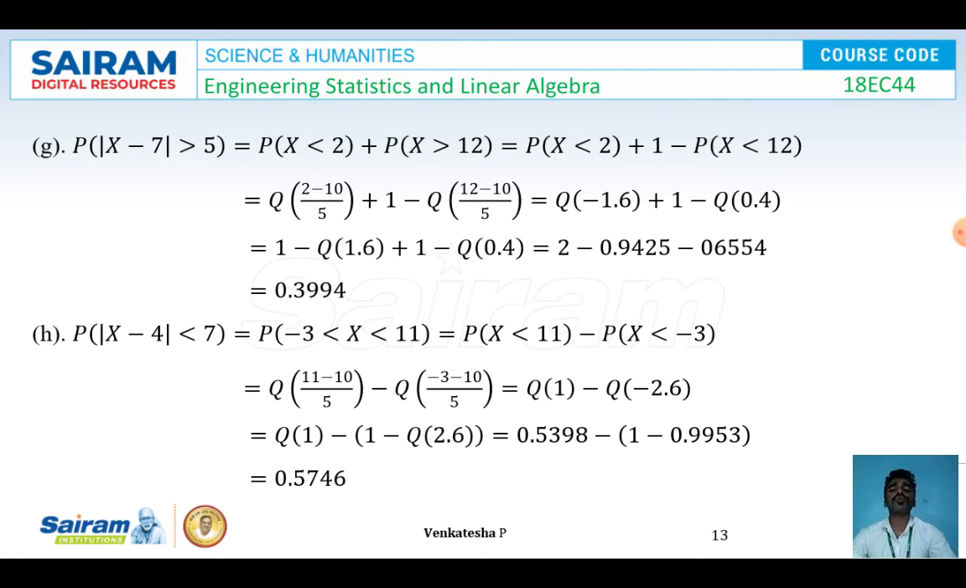So it will be equal to what? 2 minus 0.94255 for Q of 1.6 and 0.6554 for Q of 0.4. It will be equal to 0.3994.